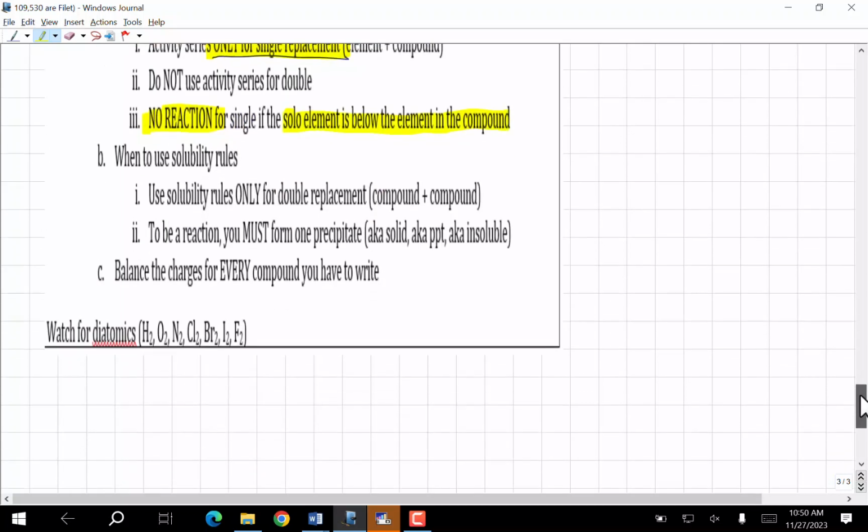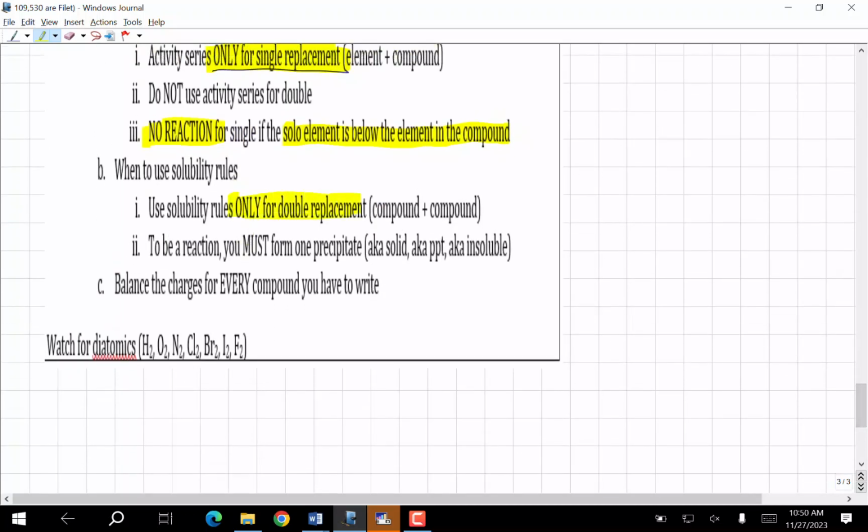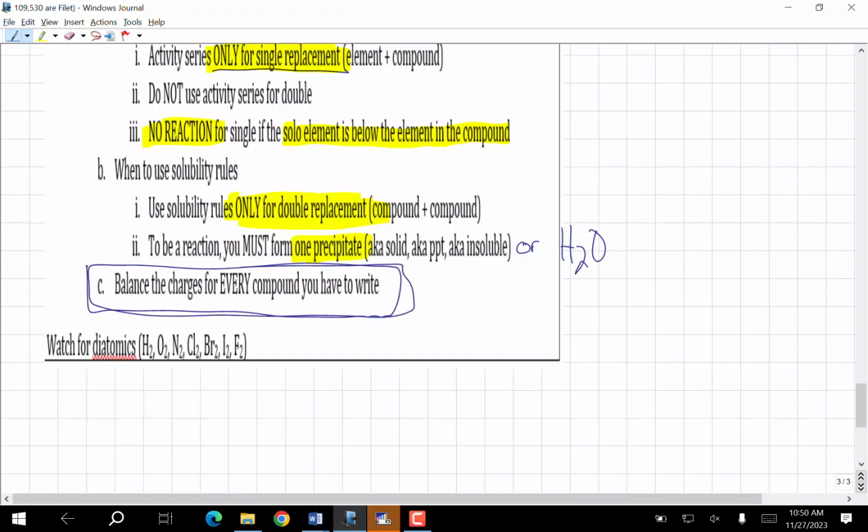When to use your solubility rules? Only for double replacement. To be a reaction, you must form one precipitate. And I got to add this: or water. H2O counts as well. I know water is a liquid, not a precipitate. You need to remember to balance the charges for every compound. And watch out for diatomics.